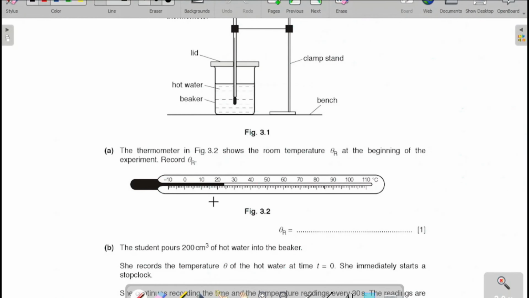Theta R, we have 20 here, 21, 22, 23, 24. So we have 24 degrees centigrade or Celsius, as the case may be. So make sure you write your degree this way. Don't write it at the bottom.